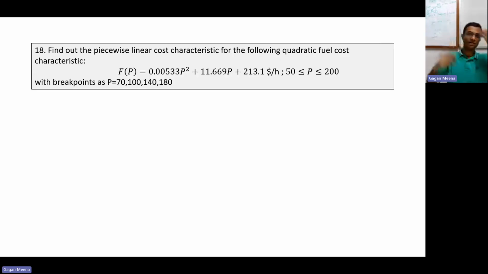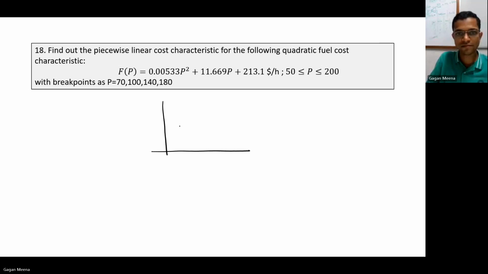Find out the piecewise linear cost characteristics for the following quadratic coefficient with the breakpoints at P equal to 70, 100, 140, and 180. This is also a good, easy question. Not that difficult. You have quadratic cost characteristics. It is between 50 and 200.